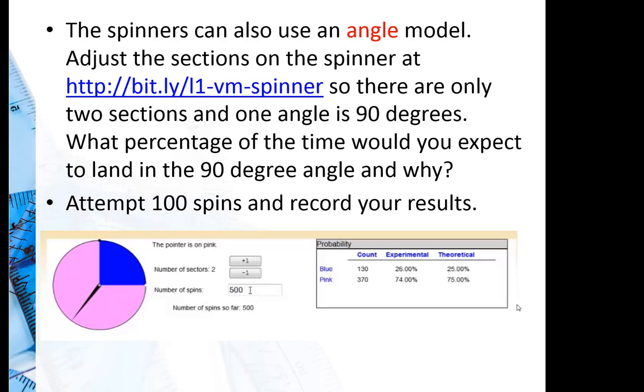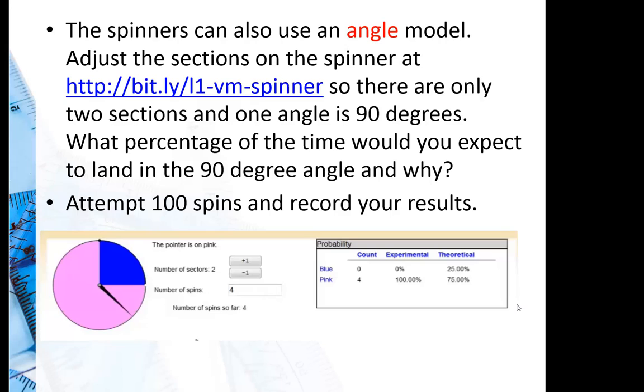So if I only do a few spins, there's no guarantee that I will be anywhere close to theoretical. Let's say I did 4 spins only. Well, in that case it was, but if I do it again, I could have, look, all 4 were in pink, so I didn't match theoretical.